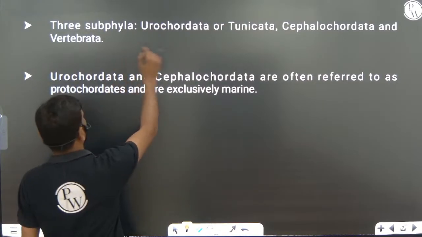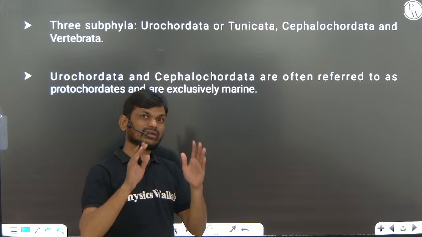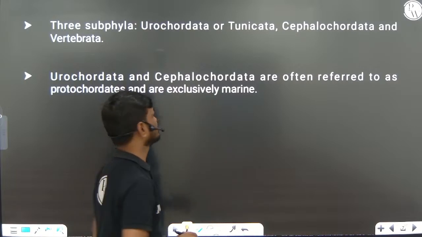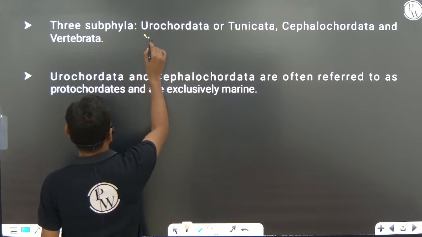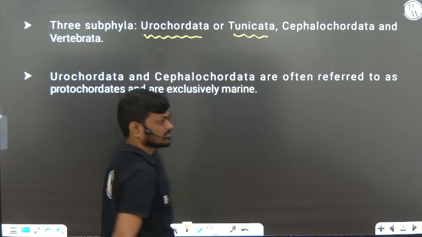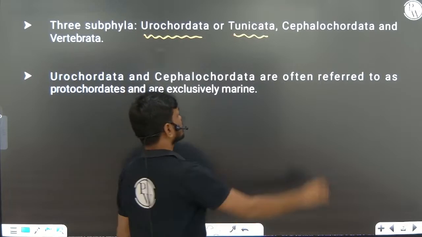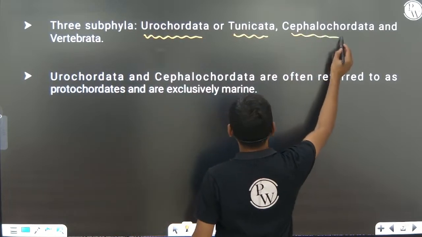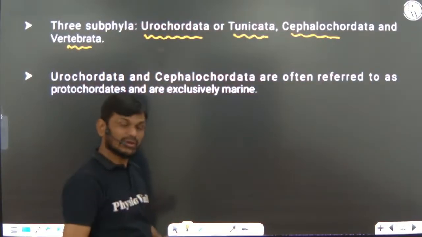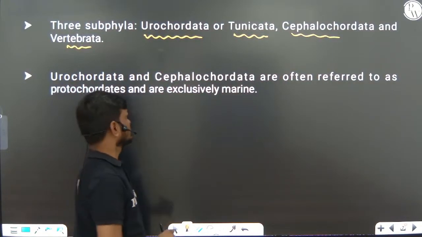These are all subphylum. Chordata is a phylum. That Chordata phylum is divided into three subphylum. Very, very important. One, Urochordata, also called Tunicata. Two, Cephalochordata, and three, Vertebrata. These are the three subphyla present in Chordata, right?